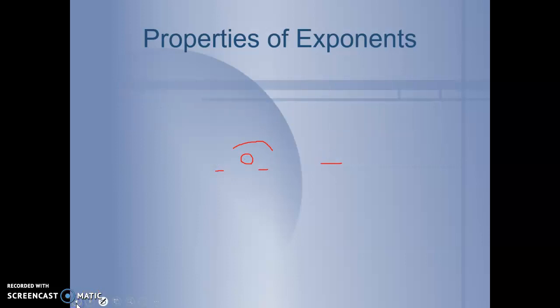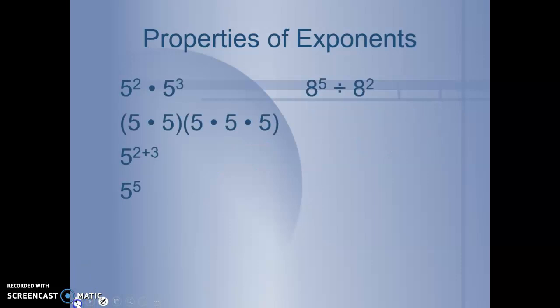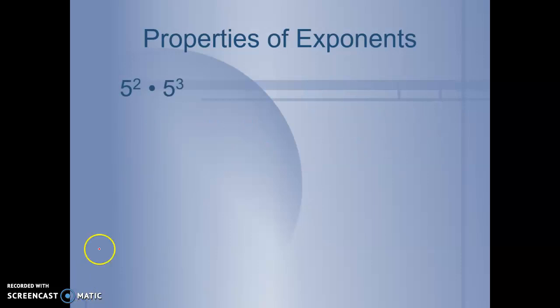I'm going to back up a little bit here. So with numbers, we've got 5 to the second times 5 to the third. Our bases are the same and we're multiplying them, so we can just combine the bases. 5 to the second times 5 to the third is the same as 5 to the second plus third, which is 5 to the fifth. If we write that out, here's how we get to that.